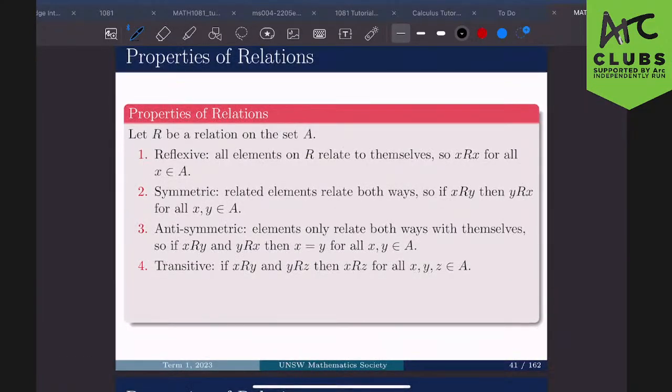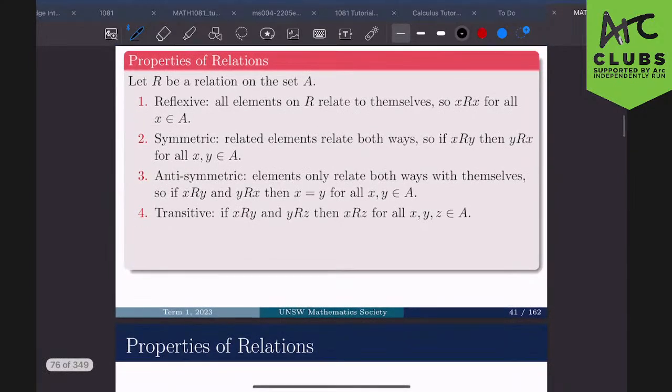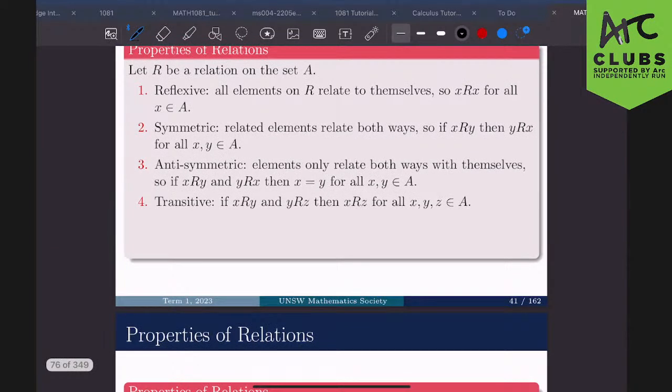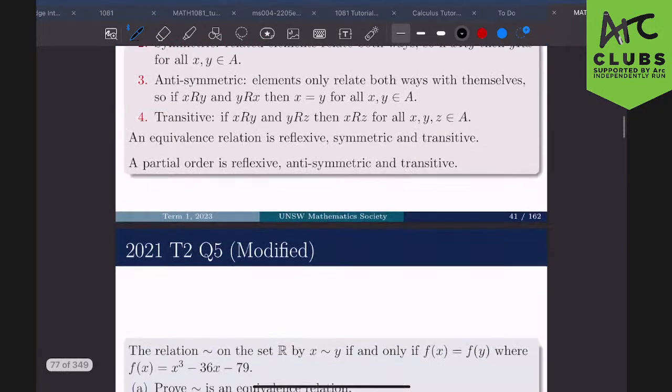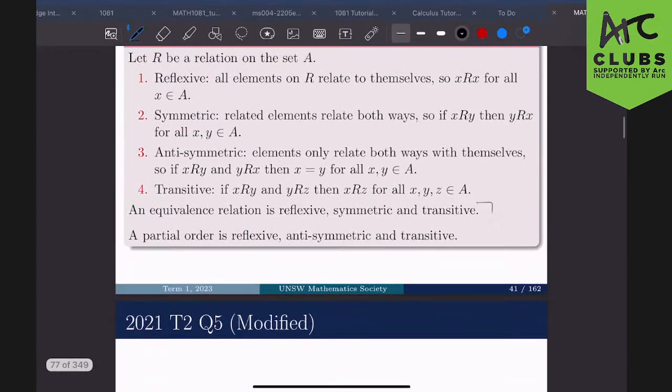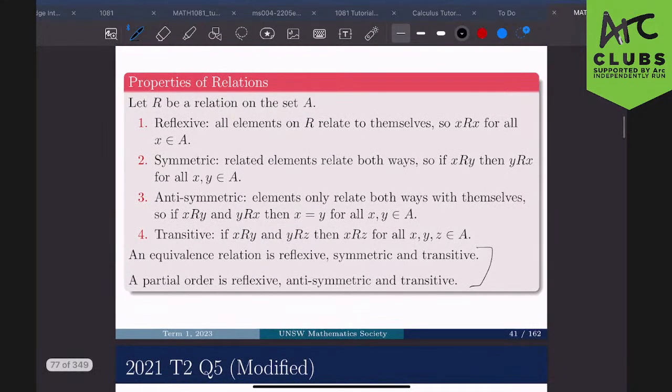So these are just some basic properties of relations. Hopefully you're familiar with these, but just a quick reminder of reflexive, symmetric, anti-symmetric, and transitive, what they mean, and also what an equivalence relation and a partial order is.